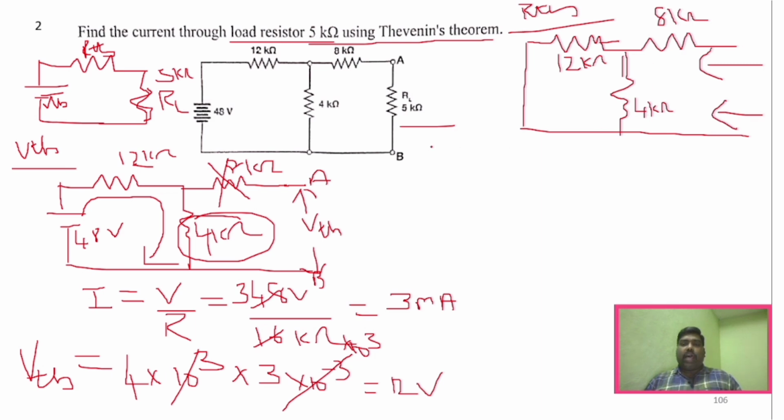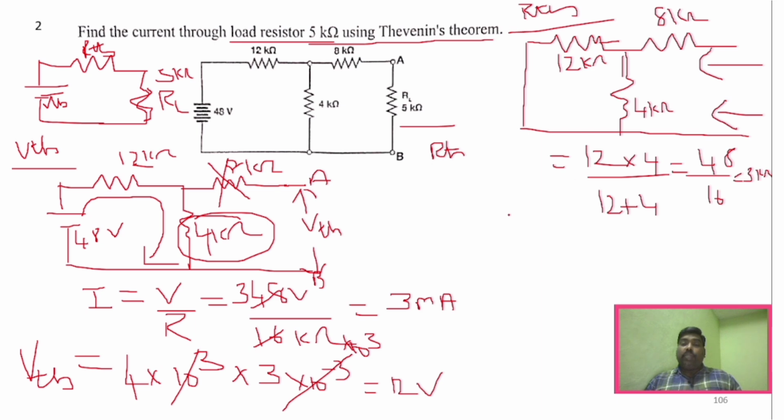To find RTH, first you need to simplify this circuit, correct? So how will I simplify? I consider this as a parallel connection. So it will be R1 into R2 divided by R1 plus R2, that is 12 into 4 divided by 12 plus 4, right? Everything is in kilo ohm. So here it becomes 48 divided by 16, so it will be 3 kilo ohm, right?